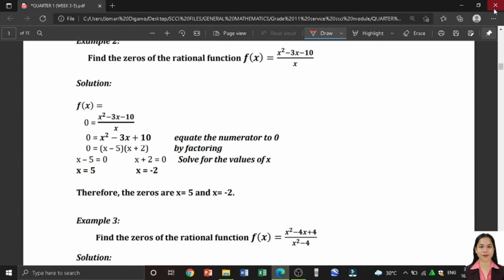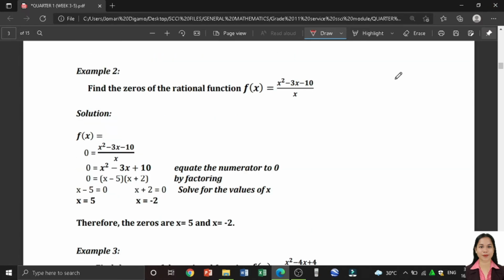squared minus 3x minus 10 over x. Okay, so first step is we need to factor this one. So let us factor x squared minus 3x minus 10. So in finding the rational functions, we need to review all the way or all the method in factoring polynomials. So kailangan nating i-review yung mga factoring polynomials, yung ways on how to factor a polynomials.